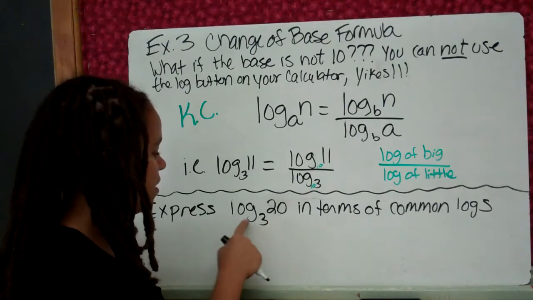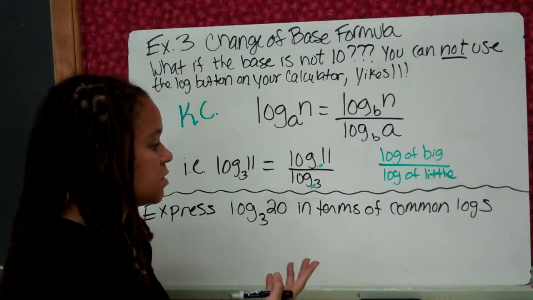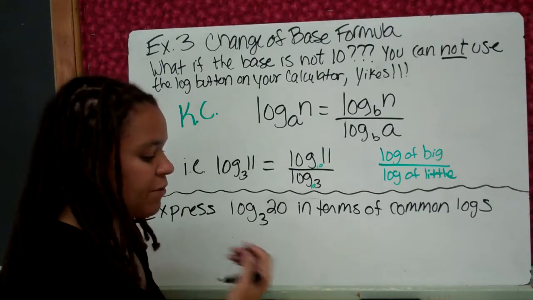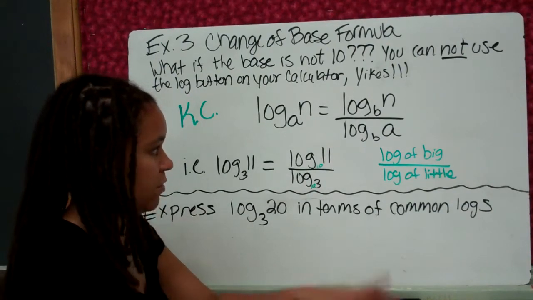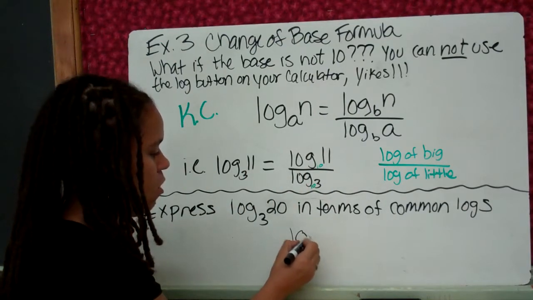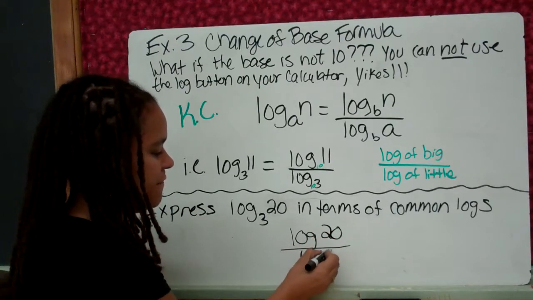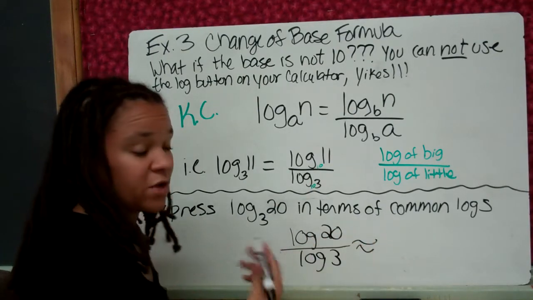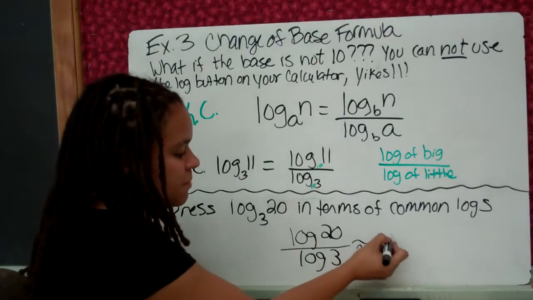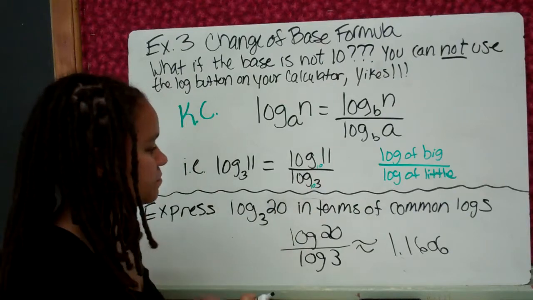So let's try one. Log base 3 of 20. Let's evaluate it in terms of common log. So I want to know what this value is. I would need to put it in my calculator. Can't put it in my calculator. But if I use the change of base, I can. That means log of the big number divided by log of the little number. If you put that in your calculator, that's your answer. Should be about 1.1606. That's it.